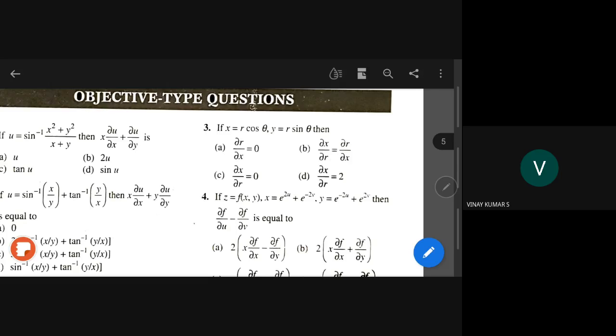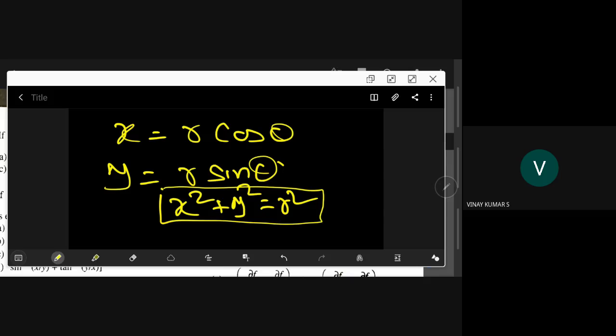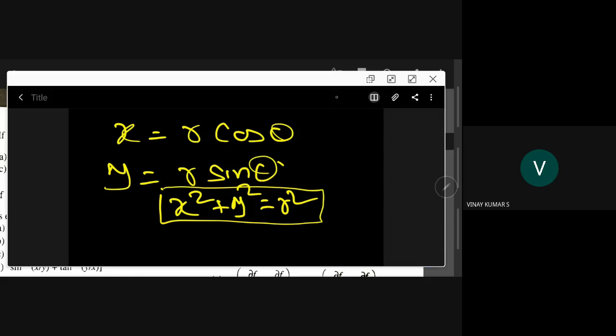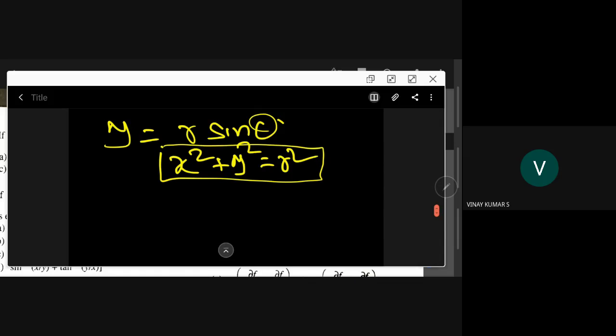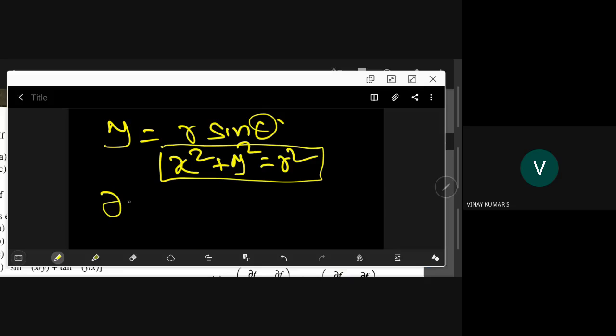∂x/∂r, okay, right. We'll calculate ∂r/∂x and ∂x/∂r. Okay, good. So what is ∂x/∂r? ∂r/∂x is nothing but, you can get from this one, right? Good. So both sides of this equation you apply ∂. Good, that's an idea.